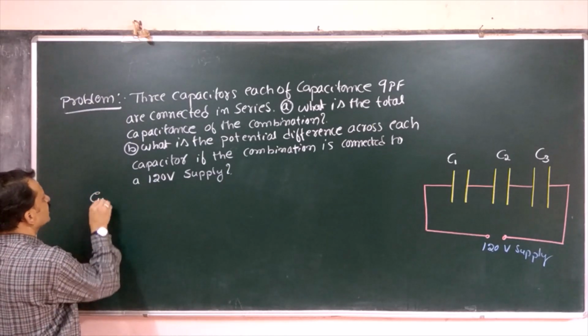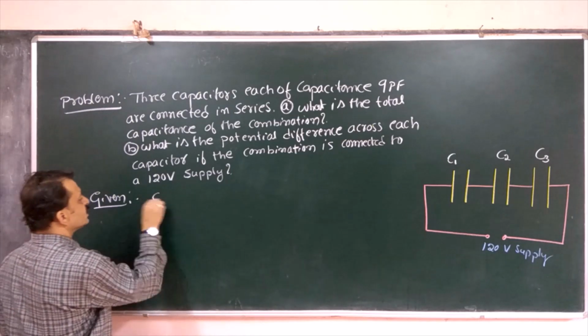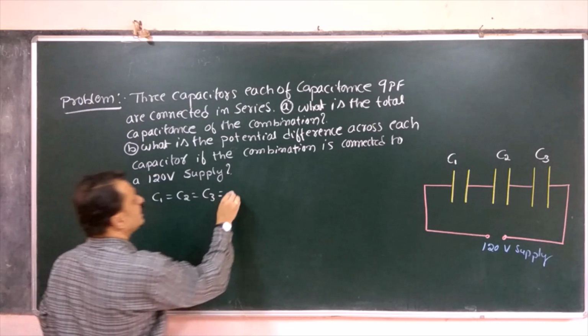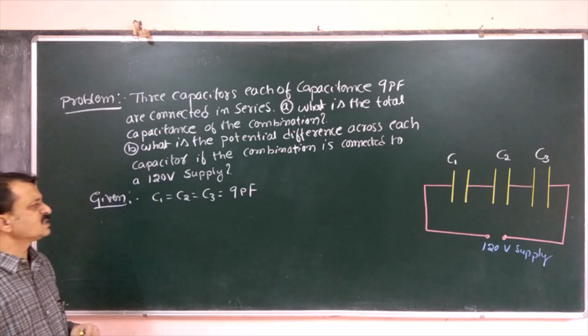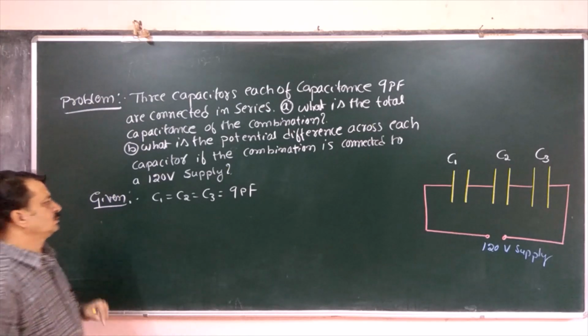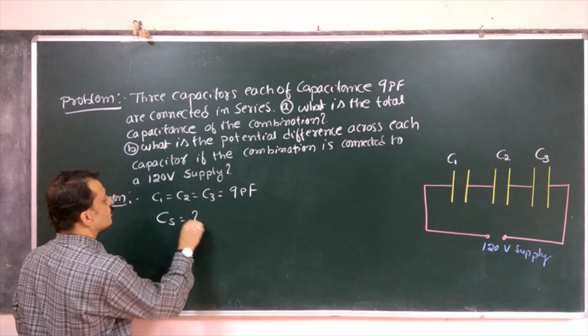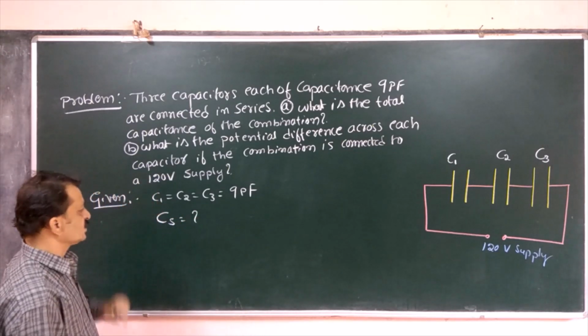Now given, what are the given things? Now C1 is equal to C2 is equal to C3 is equal to 3 value equal ಅಂತ ಕೊಟ್ಬಿಟ್ಟಿದ್ದಾನೆ, that is 9 picofarad. Pico means it is 10 to the power of minus 12. What you have to calculate? We have to calculate CS. Series ಅಲ್ಲಿ ಇರೋದ್ರಿಂದ CS ಅಂತ ಹೇಳಿ ನಾವು ಅದನ್ನ ಕರಿತಾ ಇದೀವಿ ಫಸ್ಟ್ ಕೇಸು.